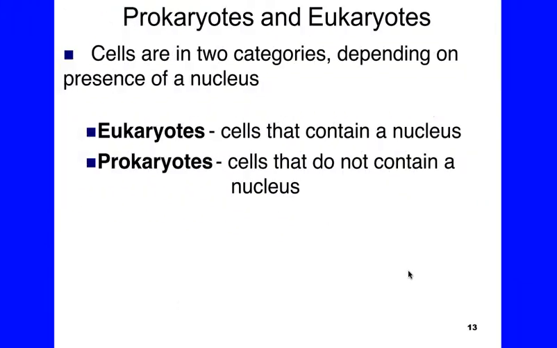Now there are two different categories of cells that we're going to be studying, and that depends on whether or not the cell has a nucleus. The first category of cells is called eukaryotes. Eukaryotes, eu meaning true and kary meaning nucleus. Eukaryotes contain a nucleus in their cell. Prokaryotes, pro meaning first and kary meaning nucleus. So this is actually before the nucleus formed. These cells do not contain a nucleus.